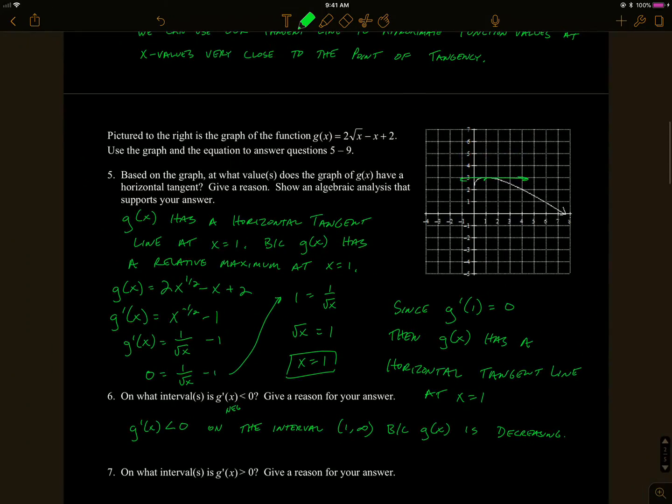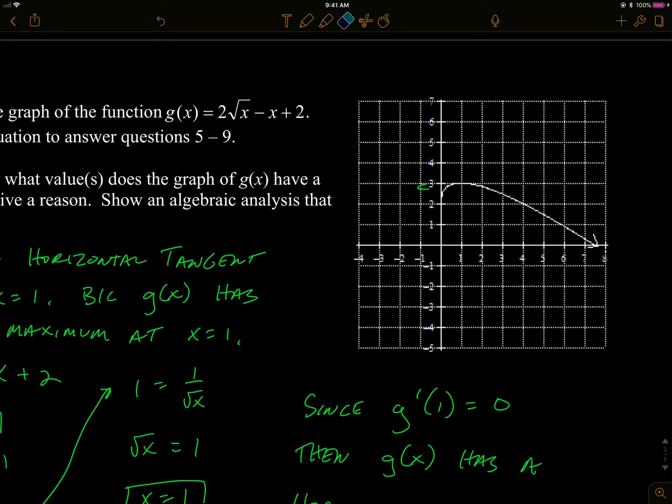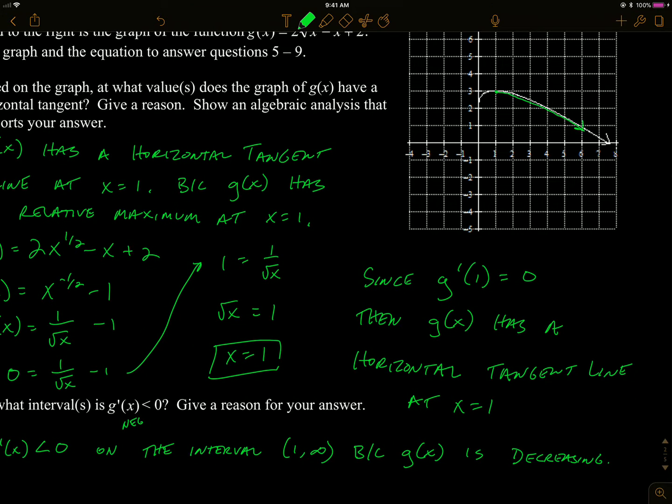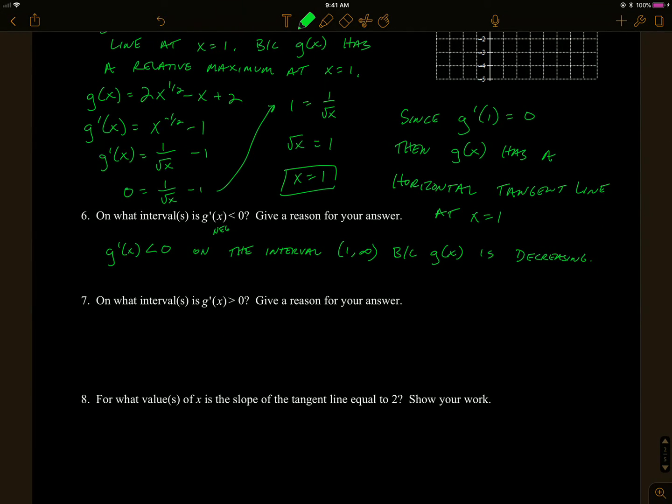So if we look at g of x, our equation here, if we look at the graph, remember that anywhere g is going down, which looks like from here on forever, that g prime would be negative. Right? Anywhere the rate of change is negative, g is decreasing, or vice versa.